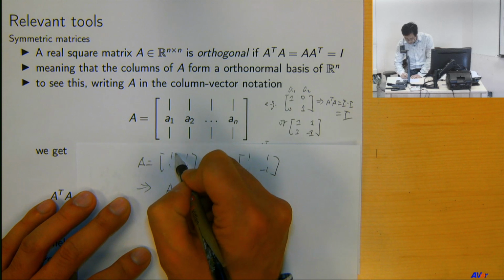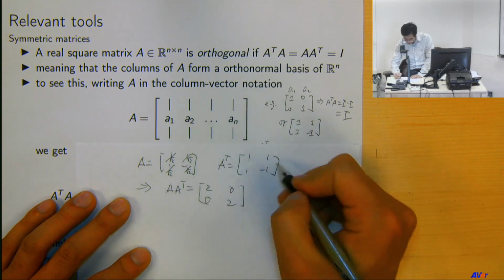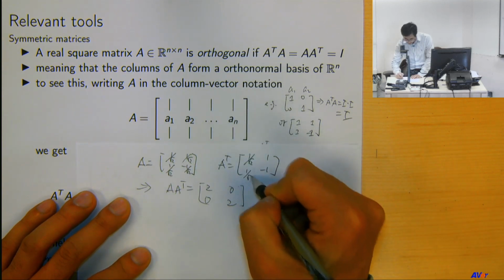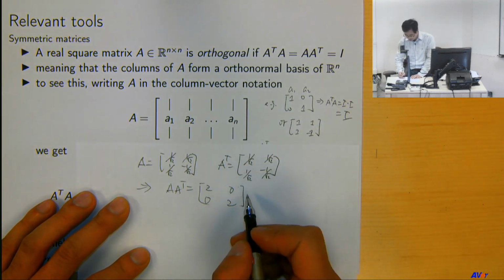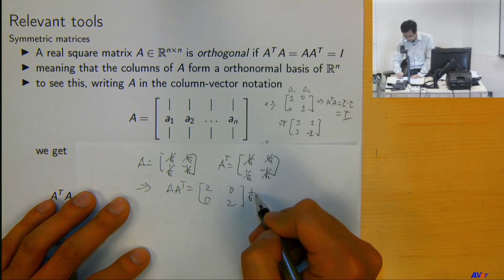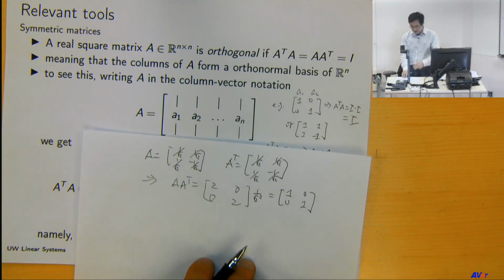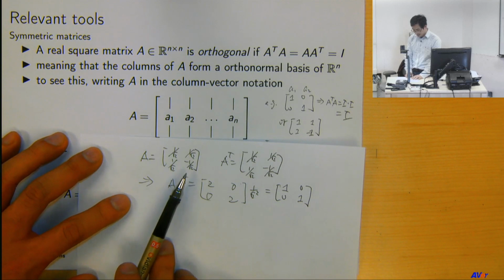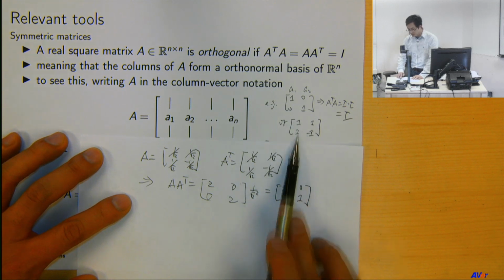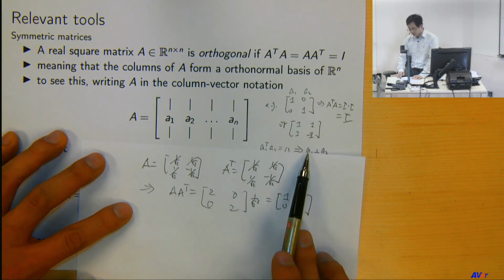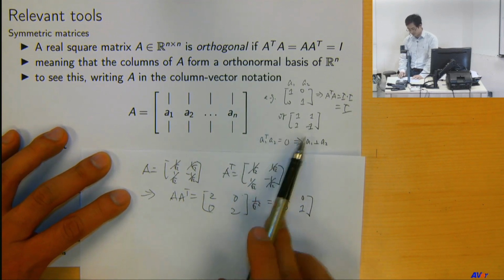Let's put 1 over square root of 2 for all the entries. Then this time it gives 1 over square root of 2 squared, and that gives us identity. That's another example of an orthogonal matrix. If you multiply it with its transpose, it gives you identity. All the columns of the matrix are orthogonal to each other, and when you multiply out, the vectors have unit norm.